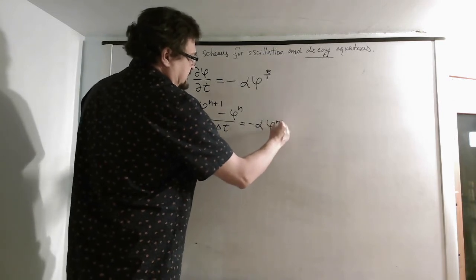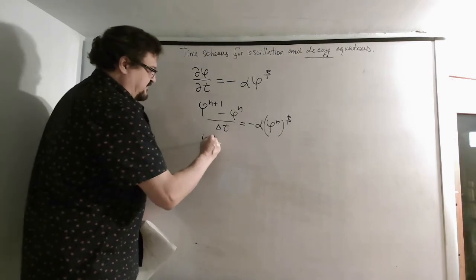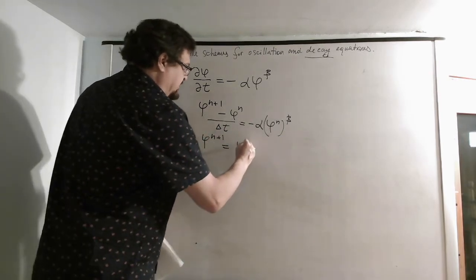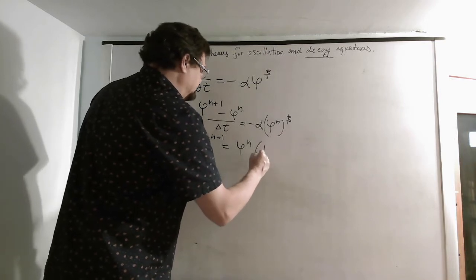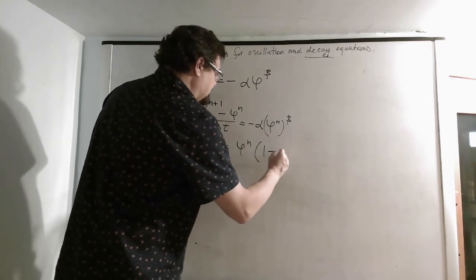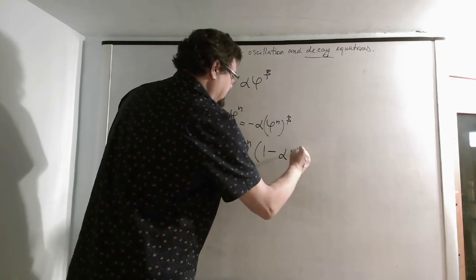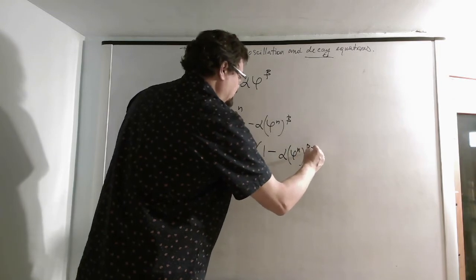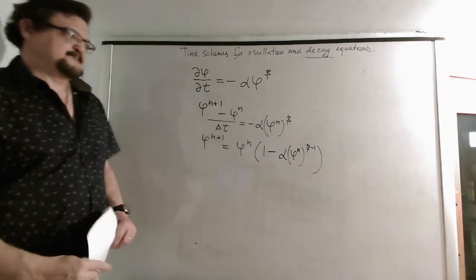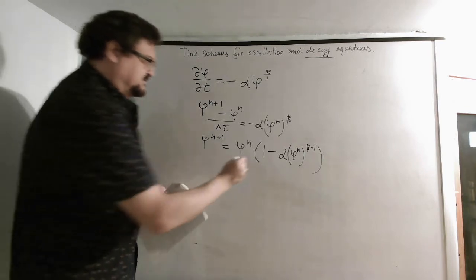This n in the power of beta. So they just write that phi n plus 1 equals phi n times 1 minus alpha phi n to the power of beta minus 1, times delta t.